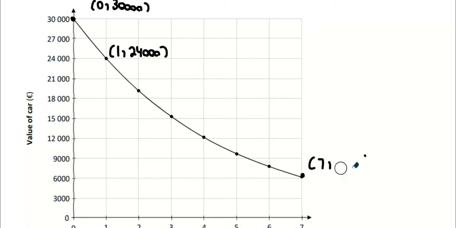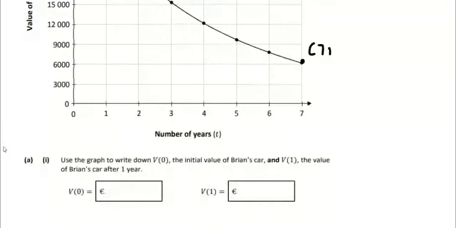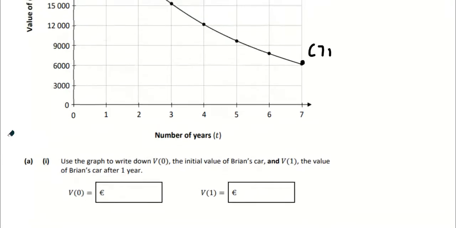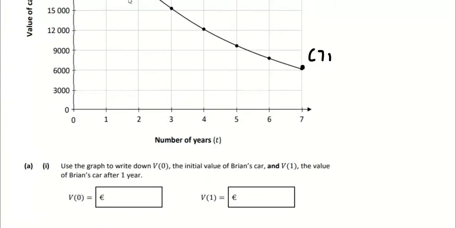Okay, now the question is going to ask me, how much was its initial value? Well, we've already answered that. It's 30,000. How much was the value after year 1? Well, we know that that's 24,000. Happy days, all right?